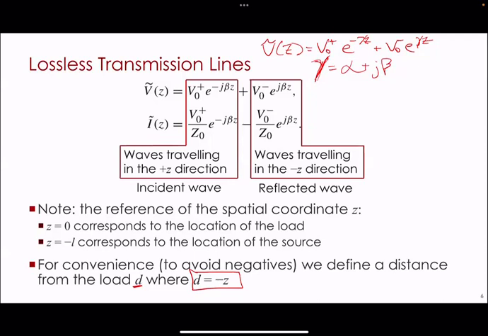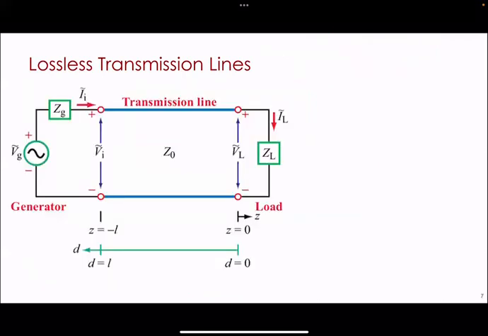So how about a picture? Picture's going to help this a lot. We got our source. It has some source impedance. We connect our transmission line right here, okay? Transmission line goes down. A load is connected on the other end. We have defined Z equal to 0 to be at the load because it makes things easier for us, because we're normally interested in what's happening at the load. But if we do that, Z is increasing in this direction. So if our line is L long, well, that means we're back at minus L here.